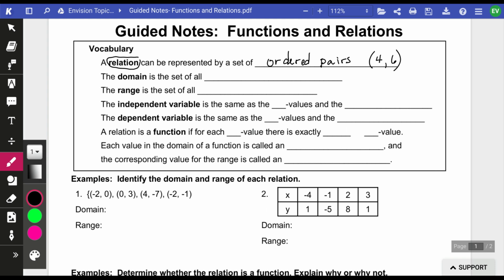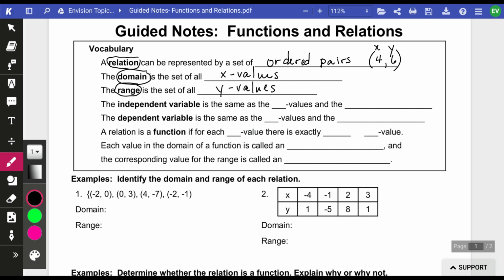The domain is the set of all x values. So which part is the domain? The domain is all of the first numbers in all of our ordered pairs. The range, and this is different than when you're talking about data sets, is the set of all y values. What are the y values? The y values are the second part. So in our ordered pair, we have an x and we have a y.